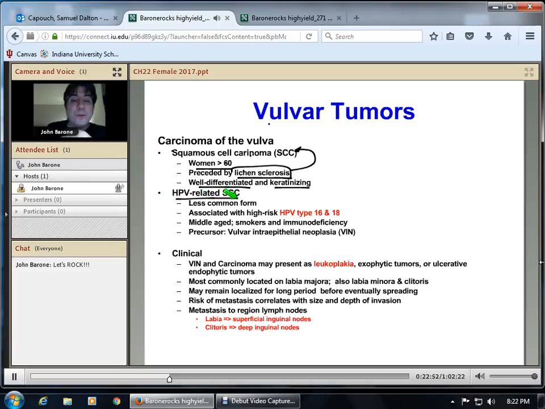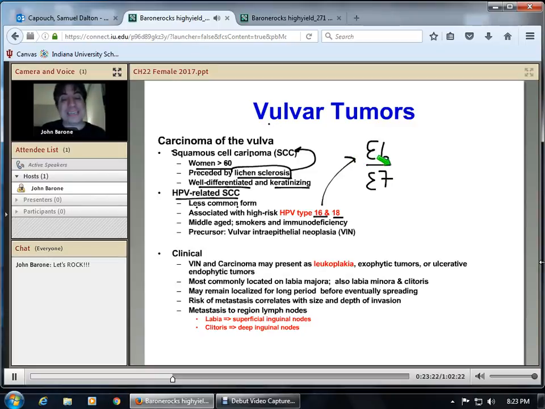Now the other type of squamous cell is due to HPV. HPV, now this is less common, but it's associated with the high-risk HPVs, 16, 18, 31, 33. Why? Because these are the HPV serotypes that have viral oncogenes E6 and E7. And this same thing I'm going to talk about now applies to the cervix, the vagina, the vulva.